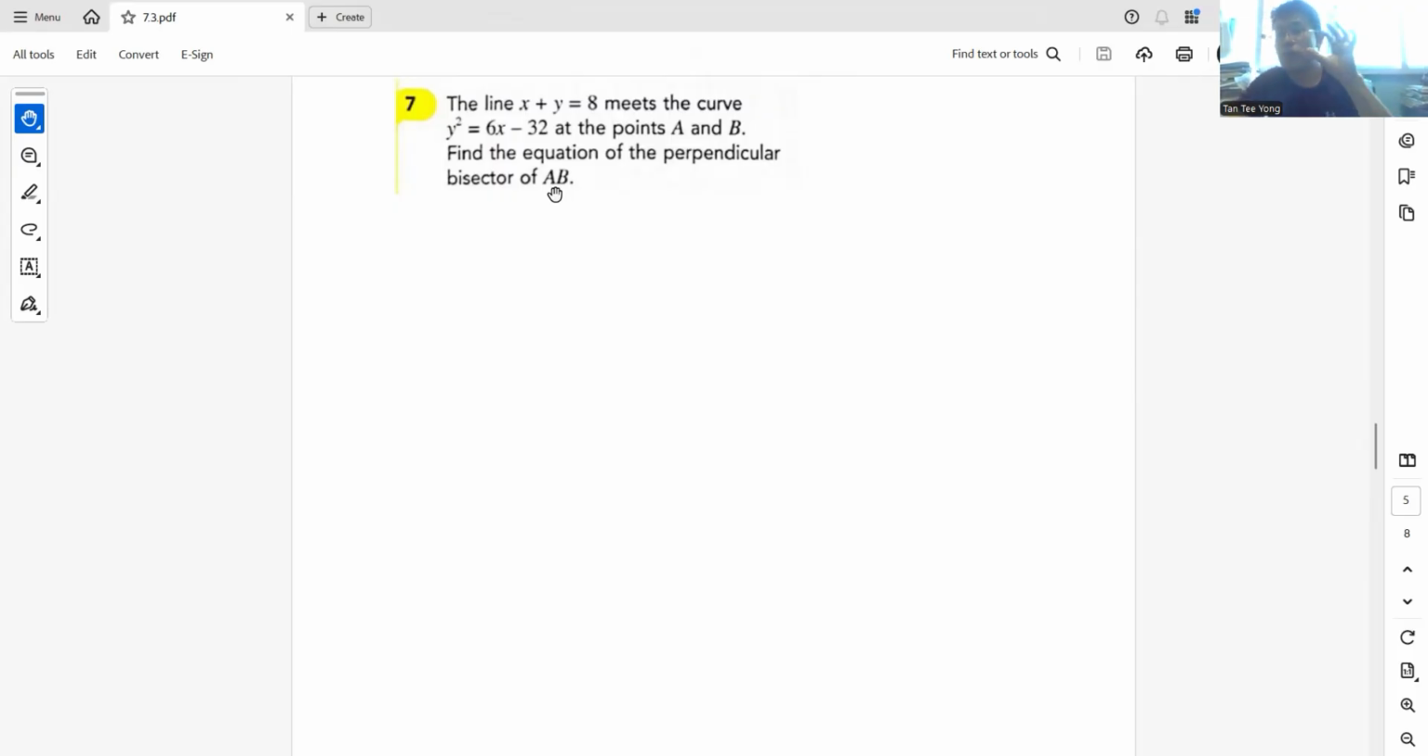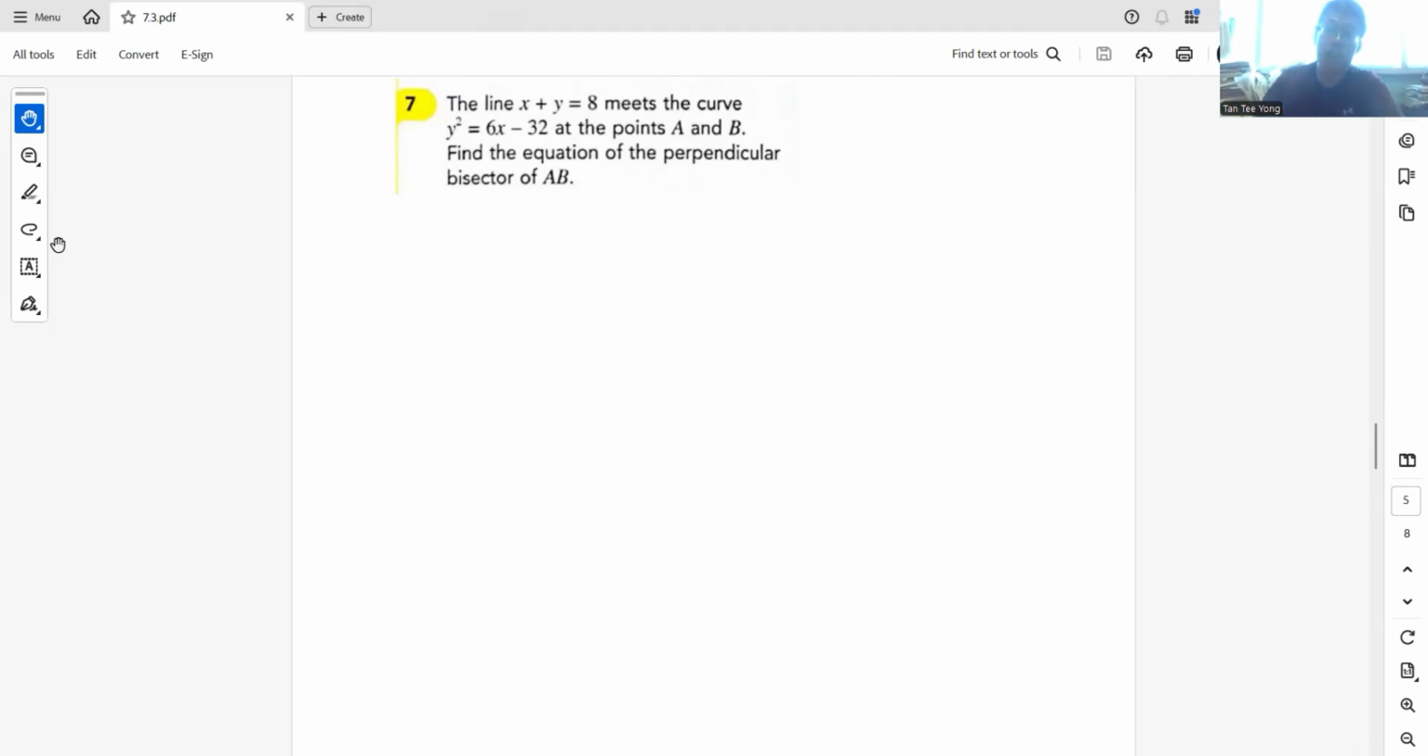So what is different between question 7 and question 6? In question 6, they tell us what our P and Q are. In this case, it's A and B, but it's the same. For question 6, they tell us the coordinates of the points, and then the rest are the same steps. But for question 7, it is different. A and B are unknown. So first thing first, we have to solve for A and B.